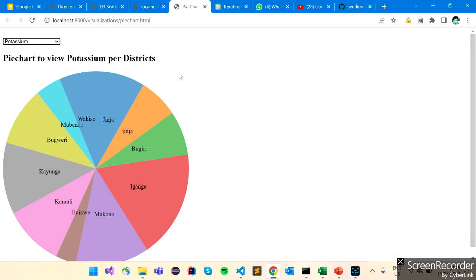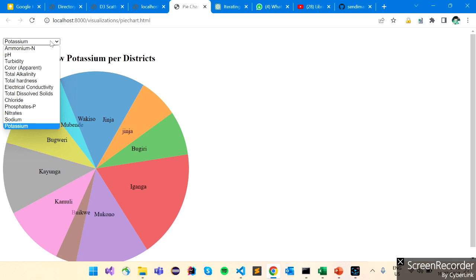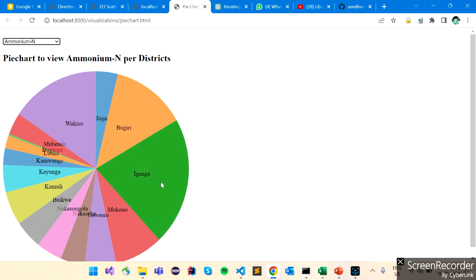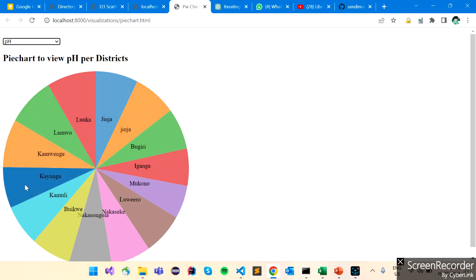This is a pie chart where I viewed the different metrics per district. These metrics are averaged. For example, ammonium concentration: this is the average ammonium concentration in Iganga. We can see that it's higher than the others, so it's easy to follow up on why Iganga water has the highest ammonium concentration. Then in terms of pH, you can see that they are all around the average.